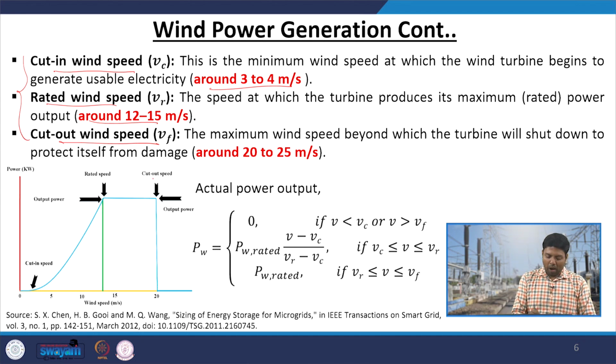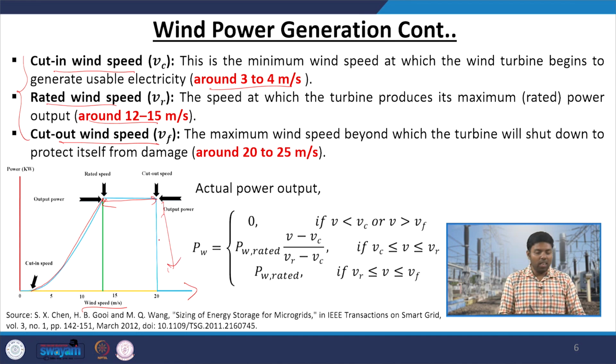So, if you see the power versus wind speed curve, you can see after the cut-in you will get a mostly linearly increasing output power. Then at a certain range from around 12 meter per second to 15 or 20 meter per second, you will get a constant or maximum amount of power, and then after 20 or 25 meter per second, you will suddenly see a sharp drop in your wind power generation and it will come to 0 value.